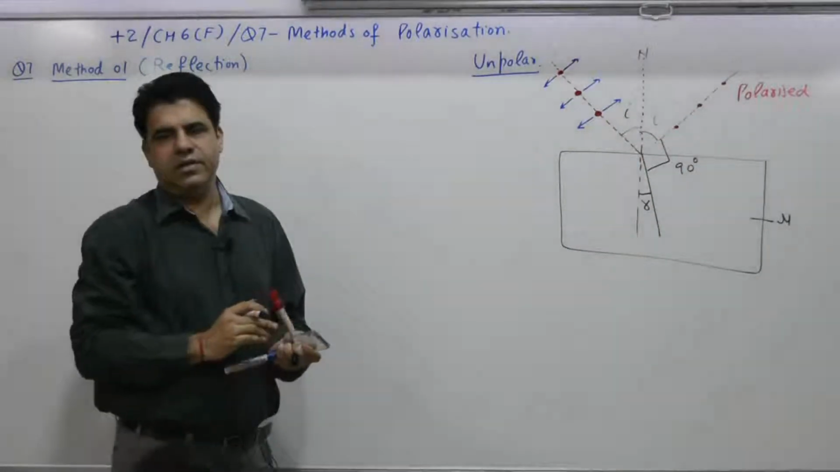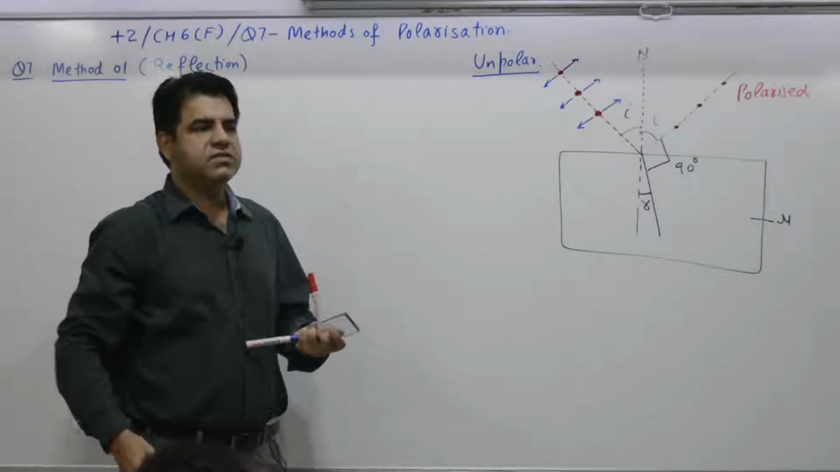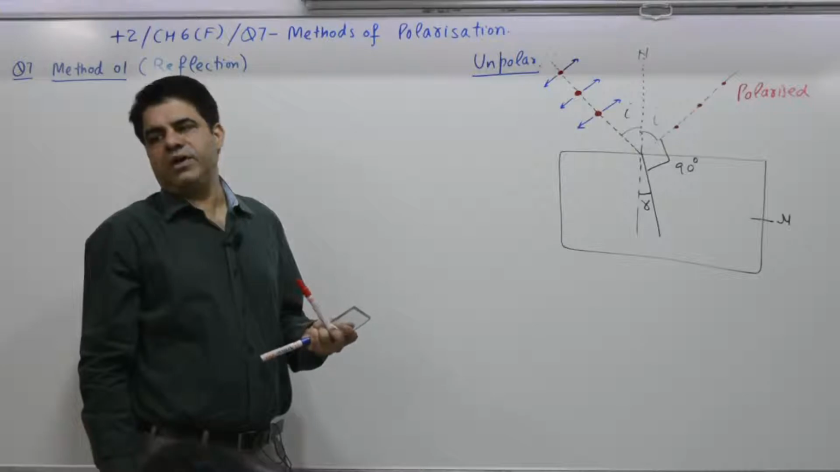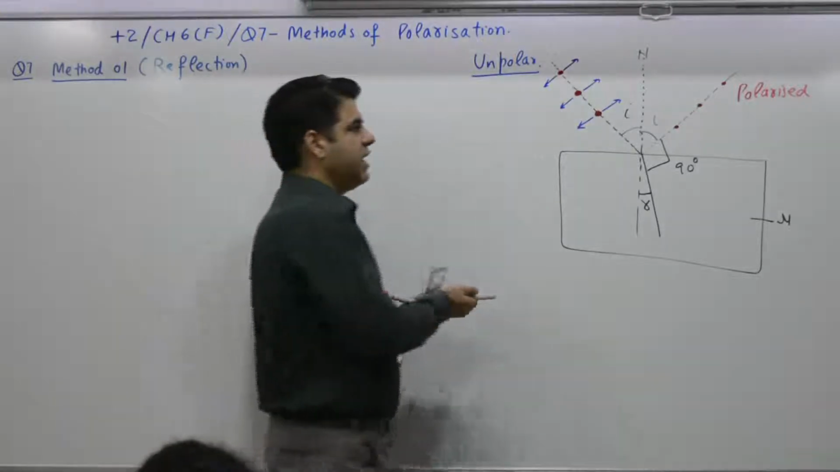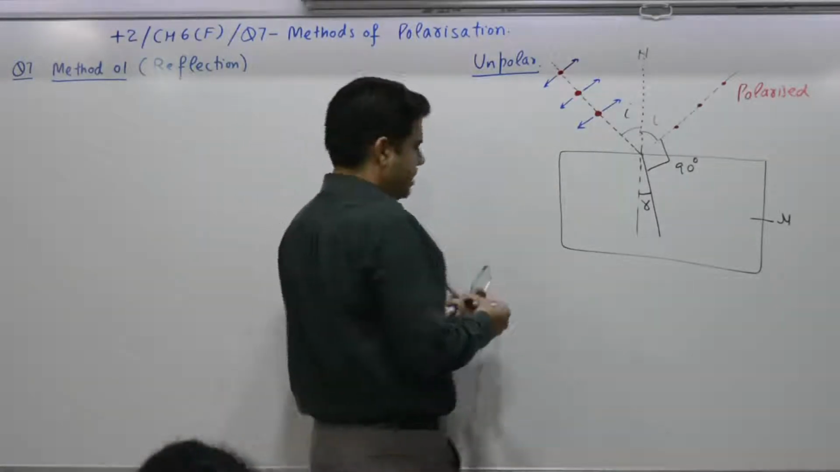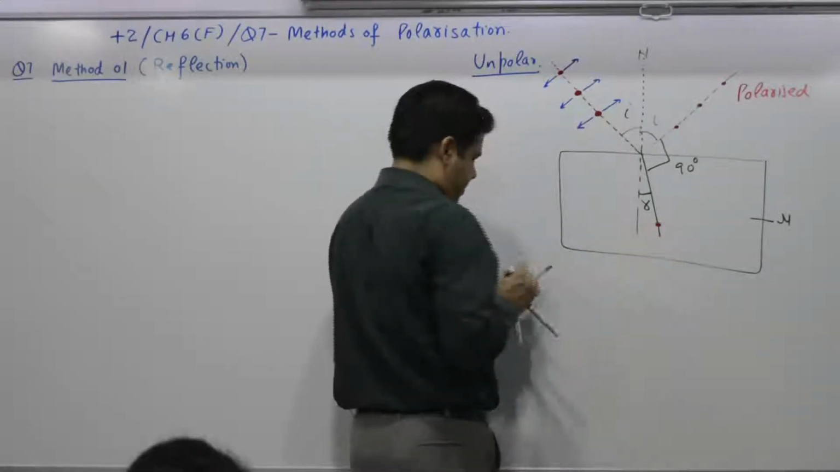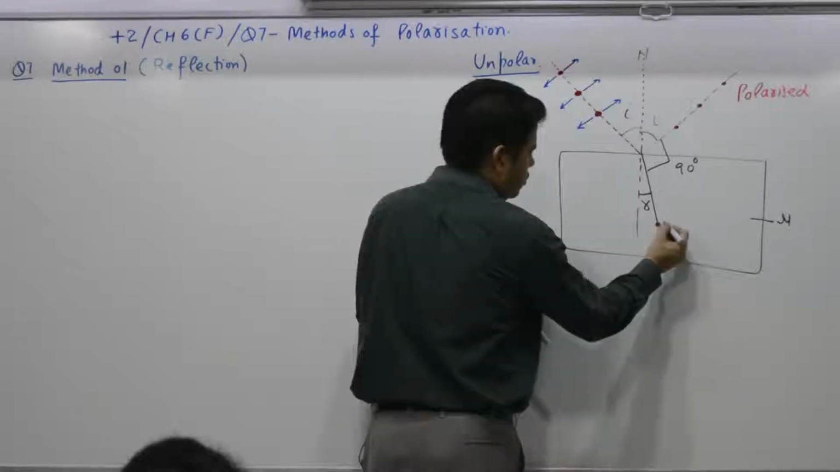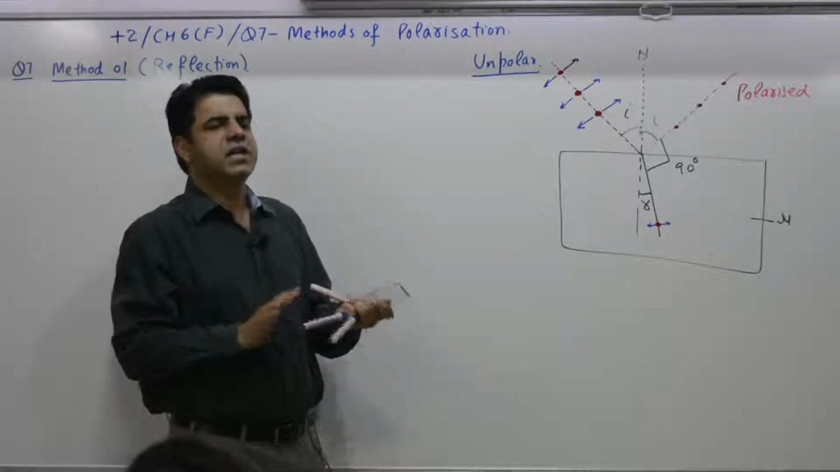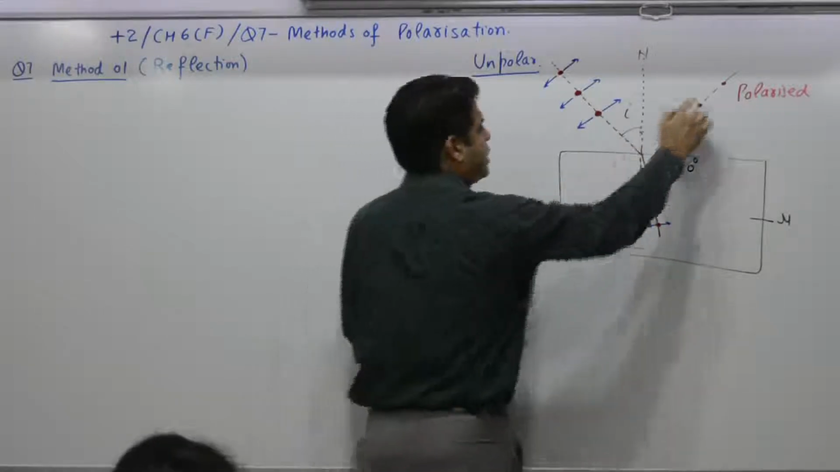Objective question: that reflected light is polarized, but is its oscillation parallel or perpendicular? Answer is perpendicular. So reflected light is polarized. What about the refracted one? This light is partially polarized. It has both oscillations. It may have 10% polarization, 20% polarization, whatever that is. In method number 1, we are not to study this one. We have to study only this part.